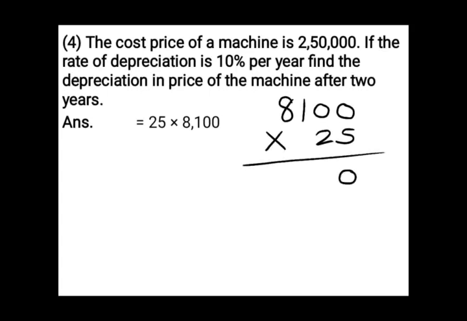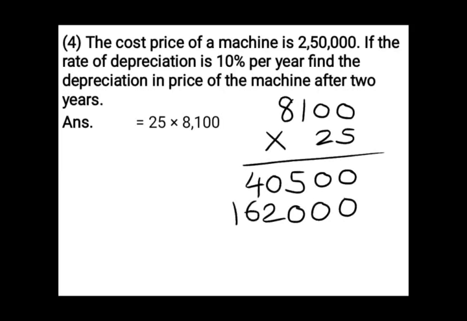5 zeros are 0. 5 zeros are 0. 5 ones are 5. 5 eights are 40. 2 zeros are 0. 2 zeros are 0. 2 ones are 2. 2 eights are 16. Now you have to add this number.